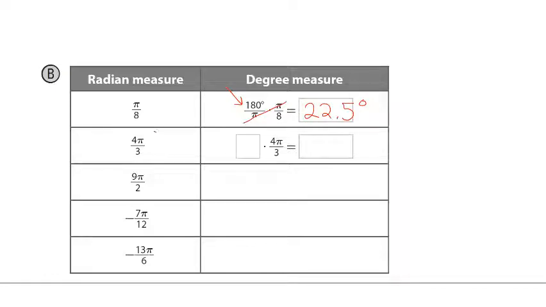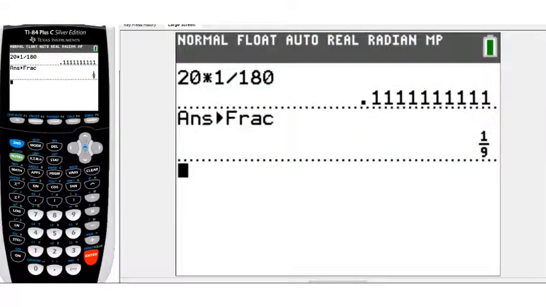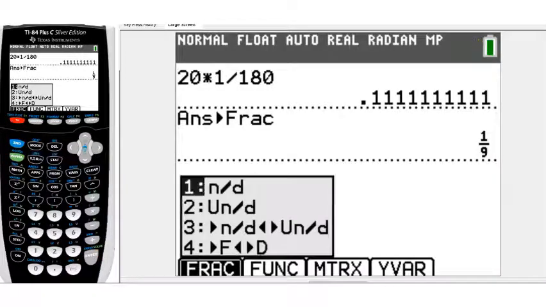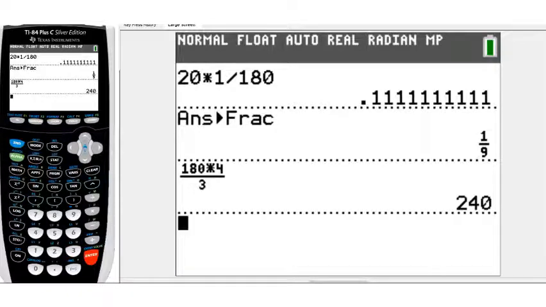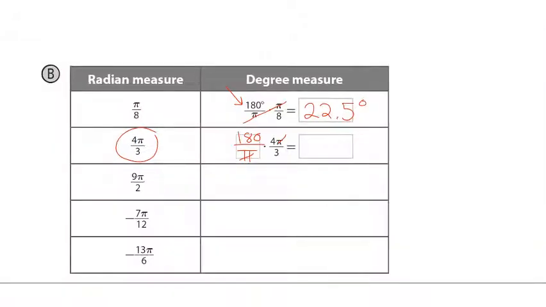Okay, in the second one, we've got 4 pi over 3. So we are in radians, we need to get to degrees, so we multiply by 180 over pi. Now my pi's cancel, so what I get to put in the calculator here is 180 times 4 divided by 3. So I'll pull up the calculator. Yes, you can do the fraction if you would like it. So alpha y equals 1 will get you there fast. 180 times 4 over 3 does give us 240. So there's my degrees. 240 degrees is the same as 4 pi over 3 in radians.